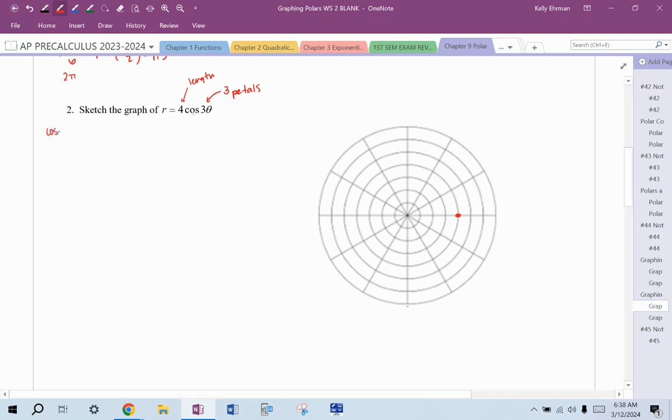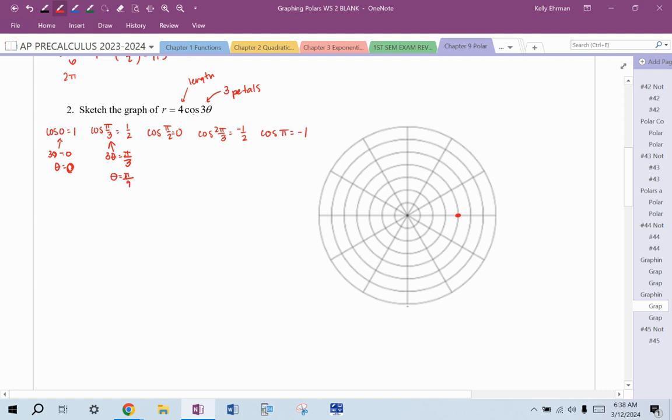So we know that cosine of 0 is 1. Cosine of pi over 3 is 1/2. Cosine of pi over 2 is 0. Cosine of 2 pi over 3 is negative 1/2. And cosine of pi is negative 1. So this should be enough to get us started. And then what we're saying is that 3 theta is equal to 0, so theta is equal to 0. And 3 theta is equal to pi over 3, so theta is equal to pi over 9.